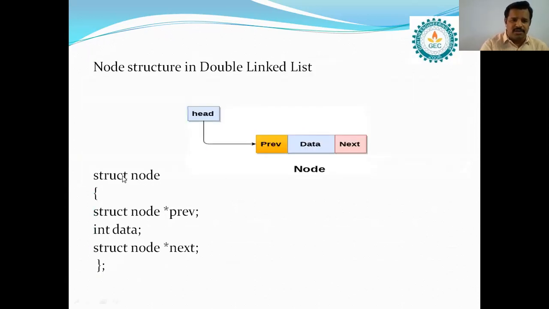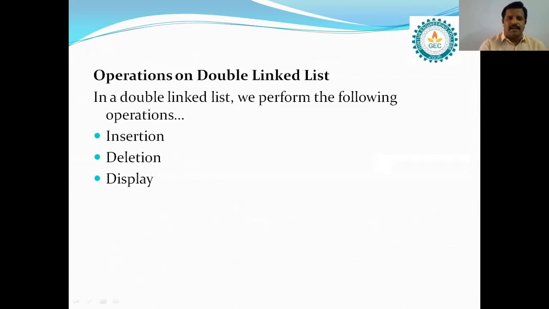This is the node structure. The node contains three parts. The two pointers: one is the previous pointer, and data is for storing the data value, and next is for addressing the next node. So this is the node structure of double linked list, right?